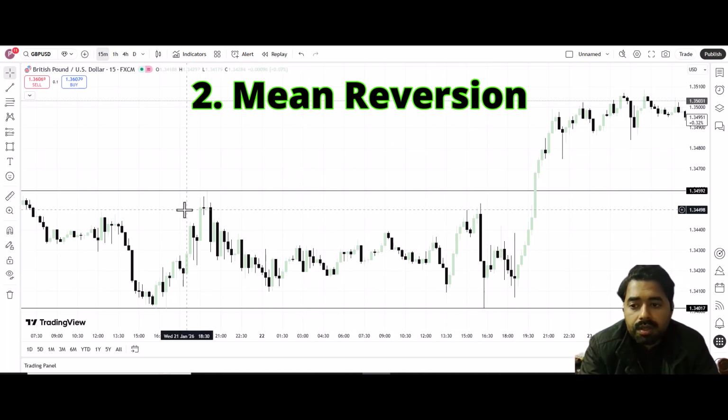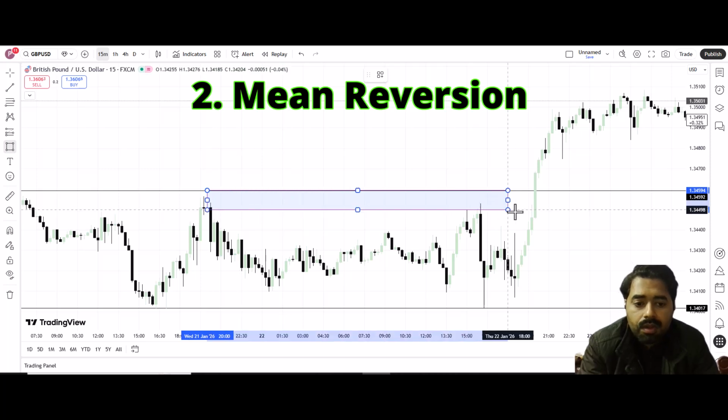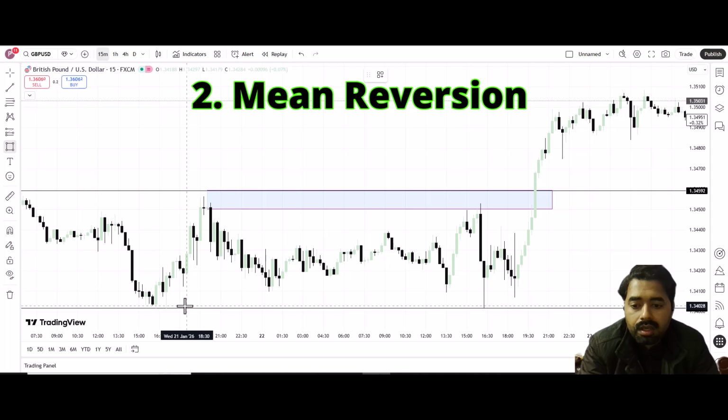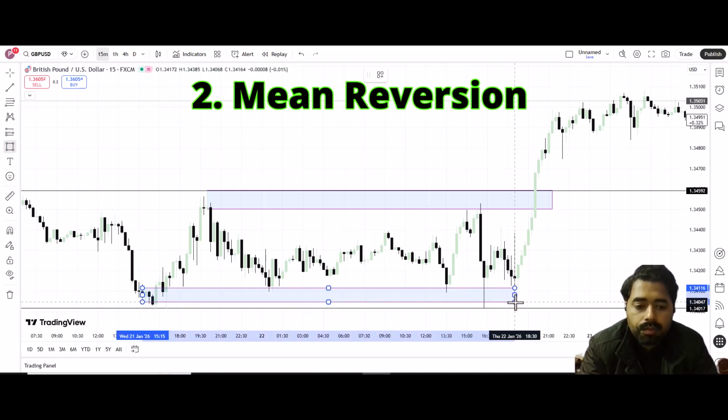You can mark your supply zones and demand zones within this channel. For example, here is a supply zone. Similarly, I can create a demand zone. So now it makes more sense to you.